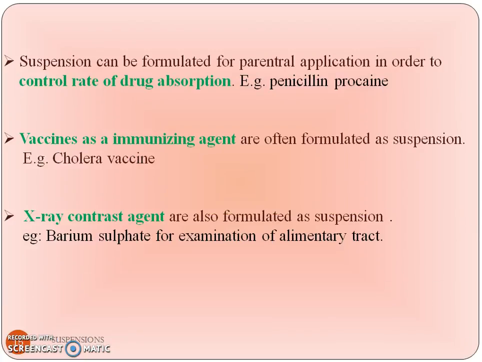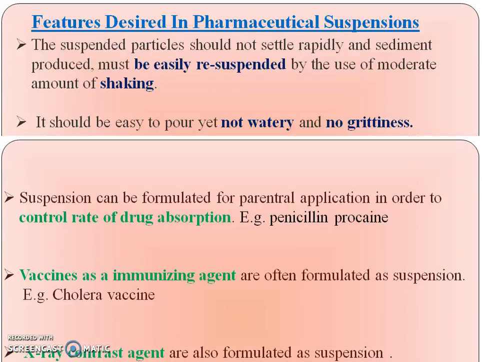Suspension can be formulated for parenteral application in order to control the rate of drug absorption. Example is procaine penicillin G. Vaccines as immunizing agents are often formulated as suspensions. Example is cholera vaccine. X-ray contrast agents can be formulated as suspensions. Example is barium sulfate for examination of the alimentary tract.